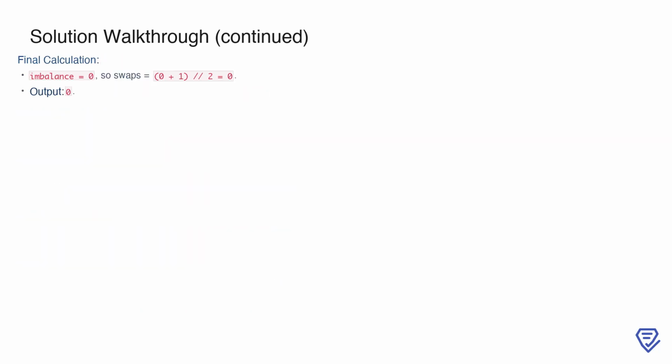To calculate the minimum swaps for this example, we again use the formula, imbalance plus 1, divided by 2. With imbalance equal to 0, the result is 0 plus 1, divided by 2, which equals 0. Therefore, the output for this example is 0. This concludes the walkthrough of the examples, showcasing how we track the imbalance and unmatched closing brackets to determine the minimum swaps required to balance the string.